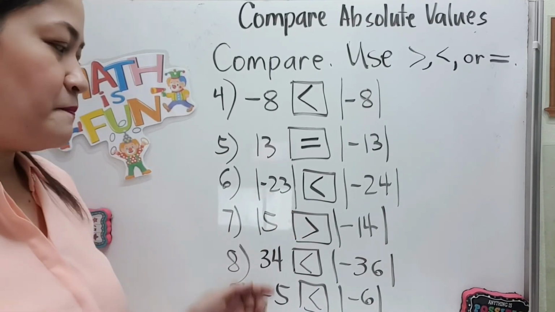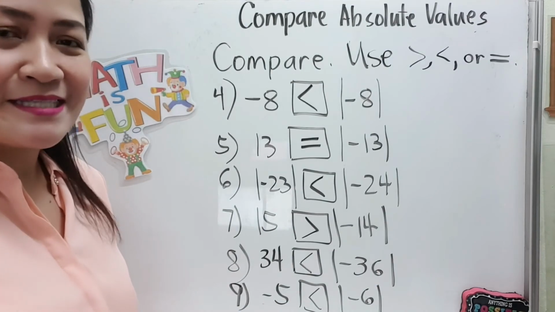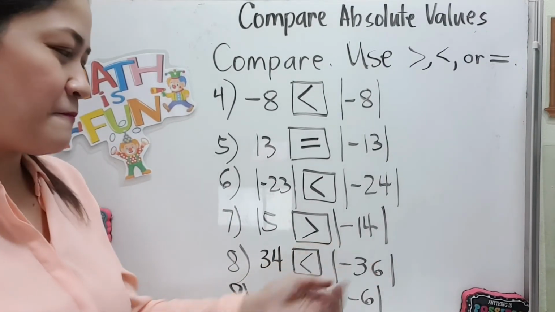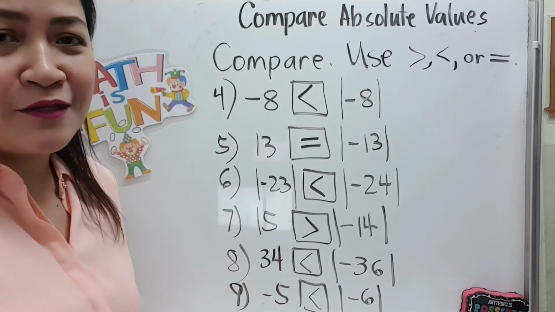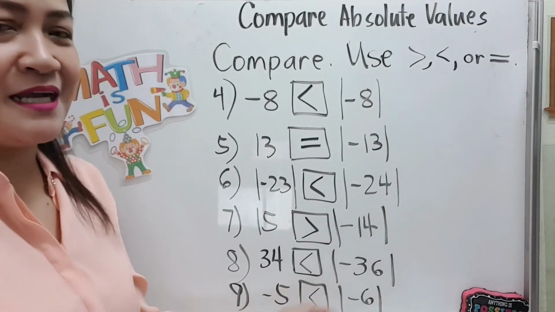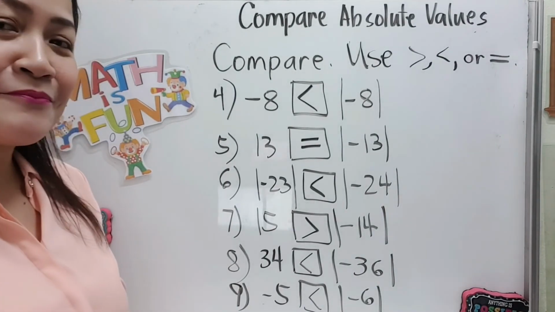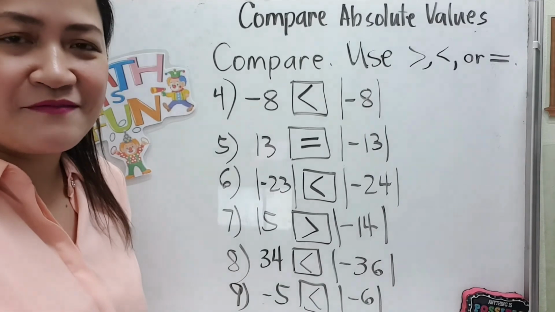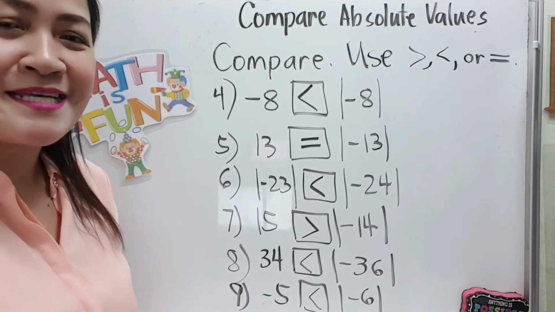Number 7, 15 is greater than the absolute value of negative 14 since the absolute value of negative 14 is 14. Number 8, 34 is less than the absolute value of negative 36 because the absolute value of negative 36 is 36. And number 9, negative 5 is less than the absolute value of negative 6 since the absolute value of negative 6 is 6.